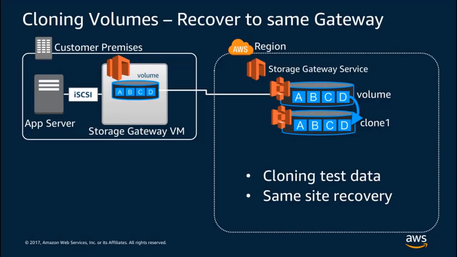So if you wanted to do a test to say, if I was to lose my primary data center, what data would I get back? You can create a volume as a clone of another volume, and then restore that, and you'd see the copy of what you would get in the event of a disaster. Clones are internal to Storage Gateway, so they're really fast in terms of the ability to restore them back to a gateway.